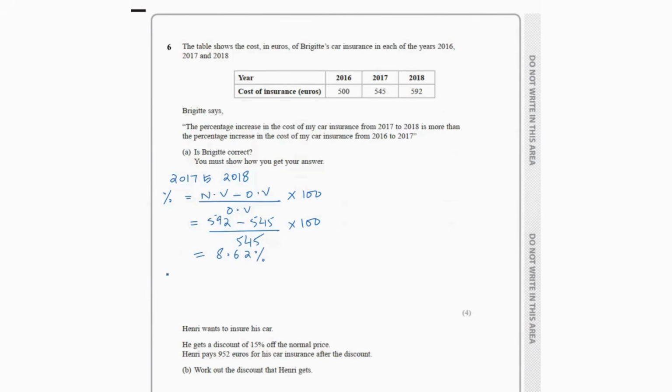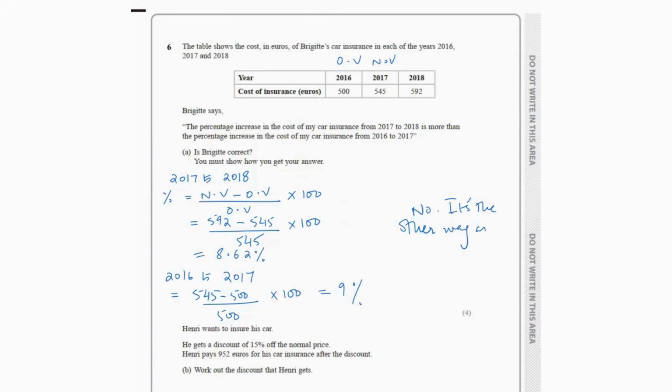Then for 2016 to 2017, now this is going to be a new value and this is going to be your old value. So 545 minus 500 divided by 500 times 100. That gives us 9%. So she said that the percentage increase in the cost of her car insurance from 2017 to 2018 is more than the other. So is she correct? No, it's the other way around. And that can be seen from the values as well because 9% is greater than 8.62%.